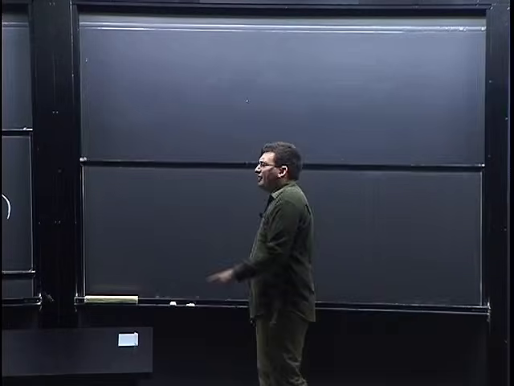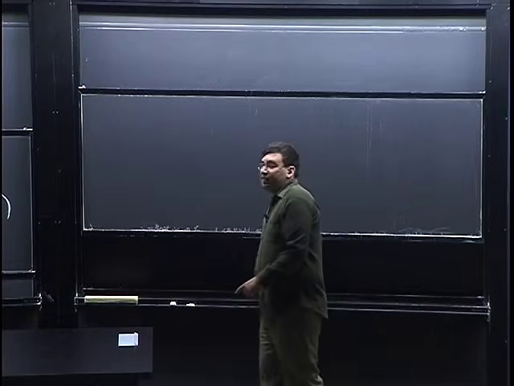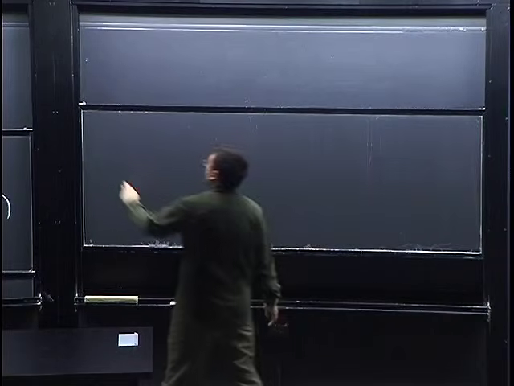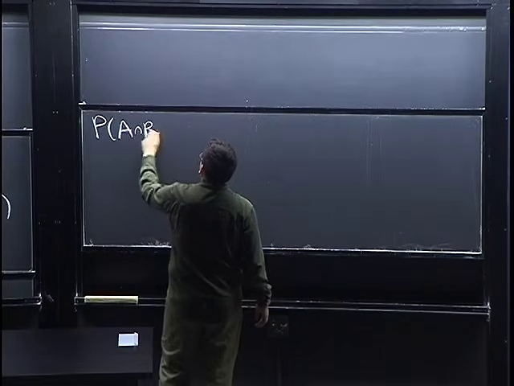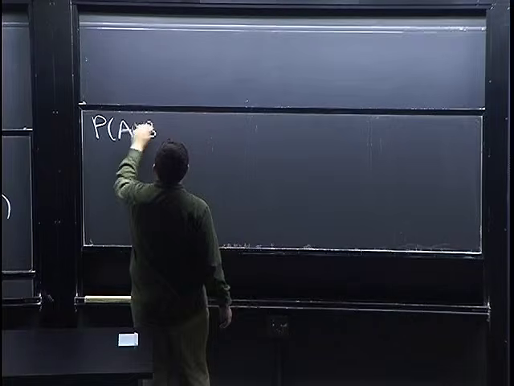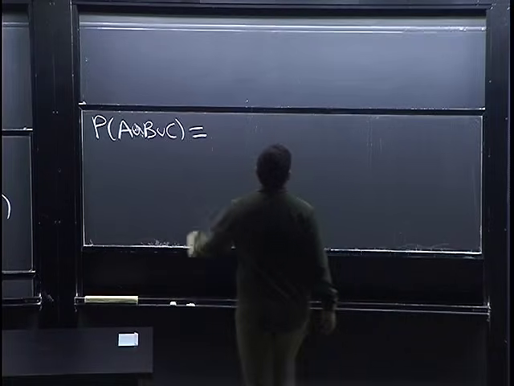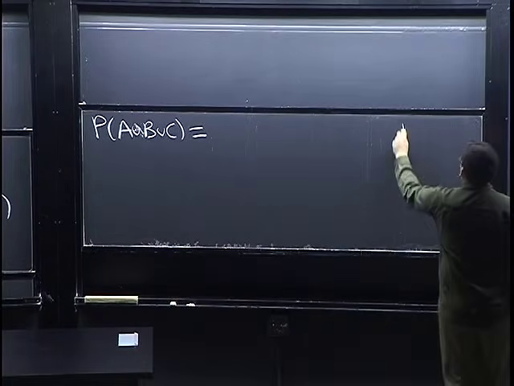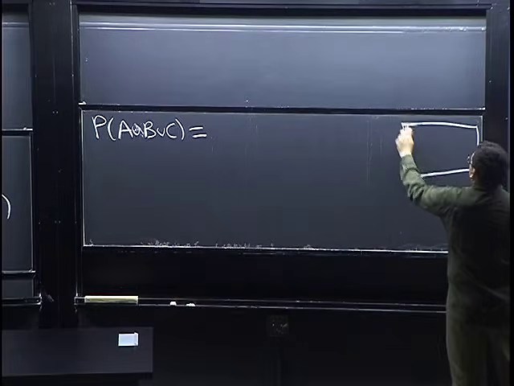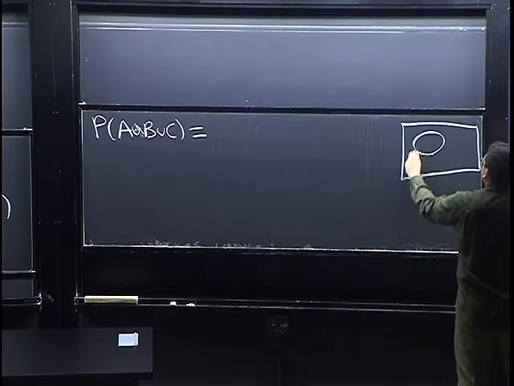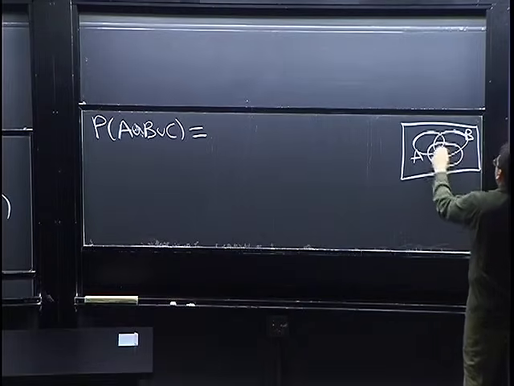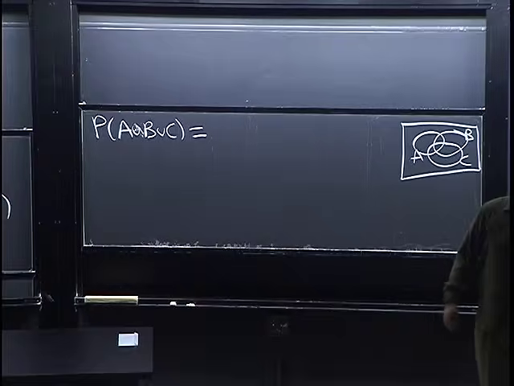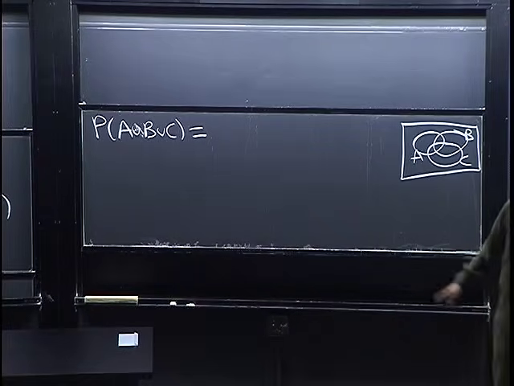So I just want to extend that to the case where we have more than two events. Let's do the case with three of them first. P of A union B union C equals, and we draw another little diagram. Now we have three events, A, B, and C, drawn as linking rings kind of thing. And I want the probability of the union.